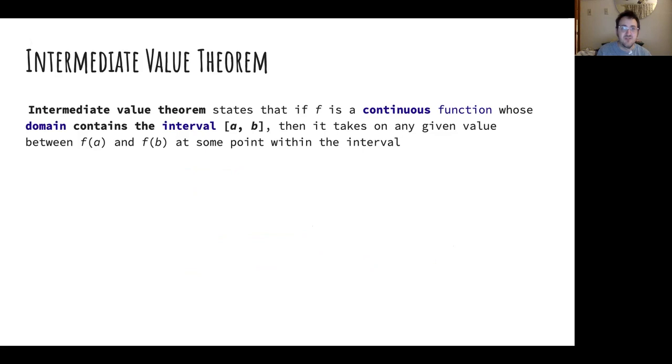The intermediate value theorem states that if f is a continuous function, so if there's no mention that f is continuous, you can't use it. So it must be continuous, whose domain contains the closed interval a to b. As long as the point of discontinuity does not occur in your interval, you are kosher to use the intermediate value theorem. Then f takes on any given value between f of a and f of b at some point in the interval. So here's an example.